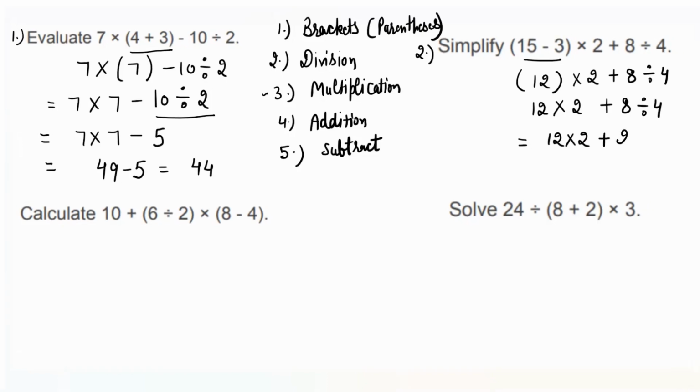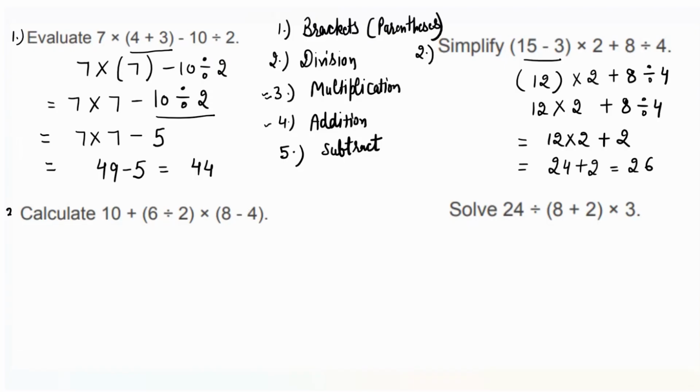We'll write here 2. Now since we have multiplication, we have addition. So first we have to solve the multiplication, because multiplication comes first. Then we have addition. So 12 times 2 is 24 plus 2 is equal to 26.